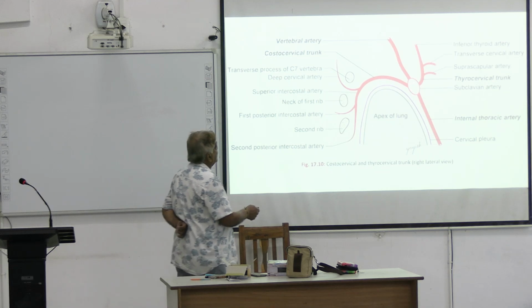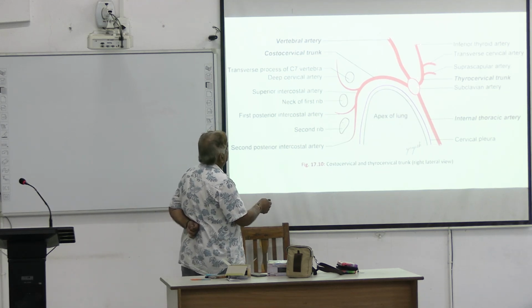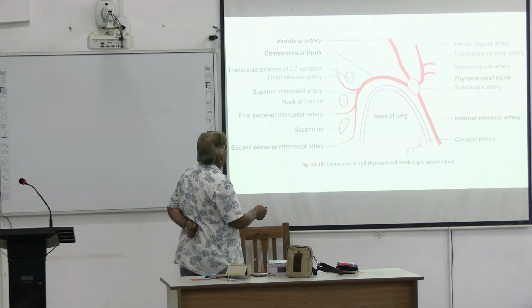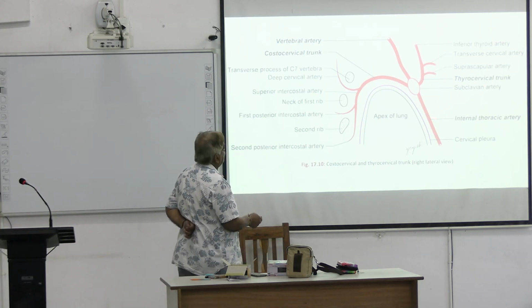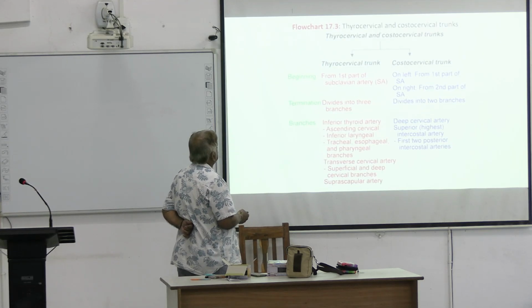Now this is the subclavian artery, this is the vertebral artery branch, the inferior thyroid artery, the transverse cervical artery, suprascapular artery, thyrocervical trunk, subclavian artery, internal thoracic artery, cervical pleura. Thyrocervical and costocervical trunk.